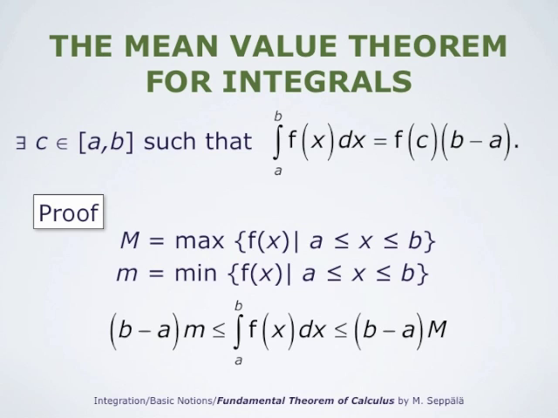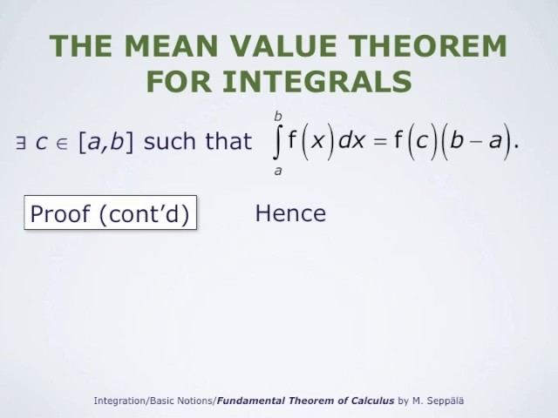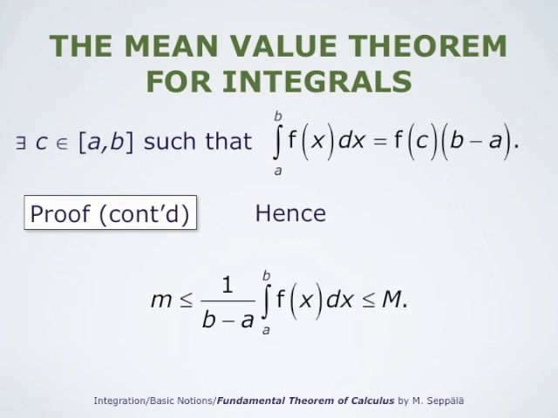Now b is larger than a, so b minus a is positive, and we may divide this double inequality by b minus a. When we do that, we divide all terms of this double inequality by b minus a, and b minus a cancels out from the left and from the right. And therefore we have that small m is at most 1 divided by b minus a times the integral from a to b of f of x dx, and this is at most capital M.